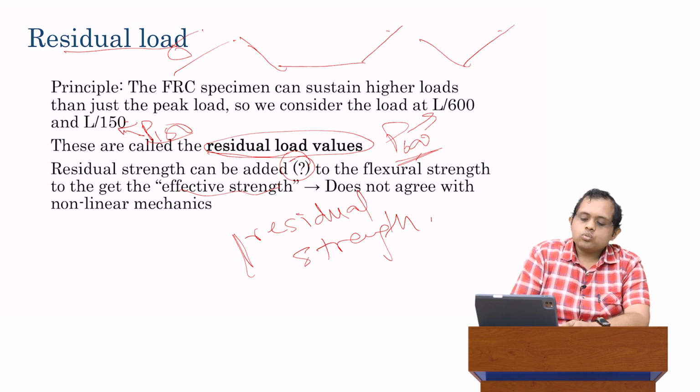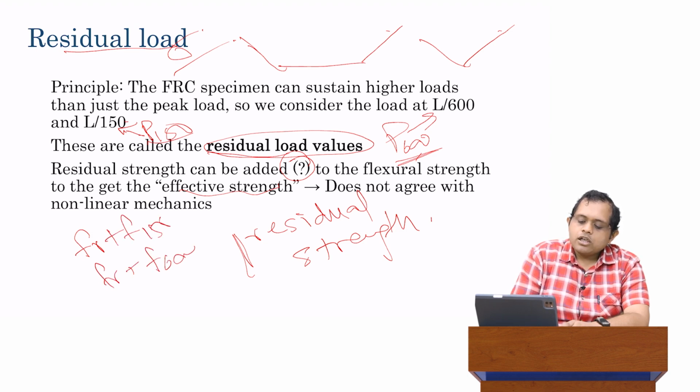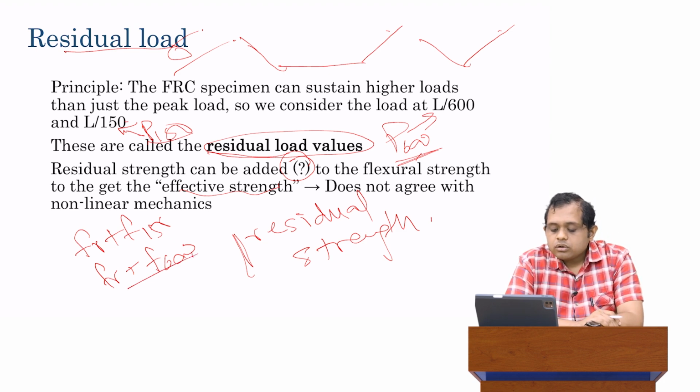By the way, there are two values which I just put over here. You can do the effective strength as FR plus F150, or you can do FR plus F600. Which one should you use? Well, that depends. Your choice of which one to use depends basically on how conservative you want to be.